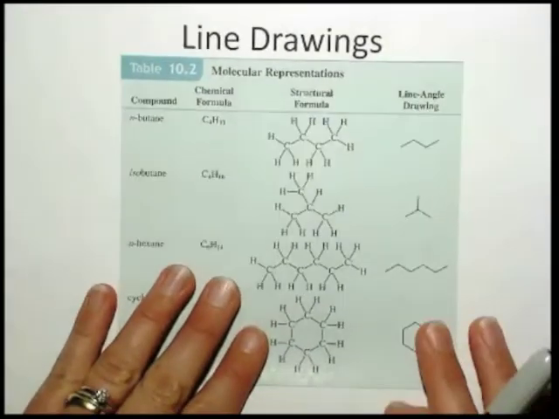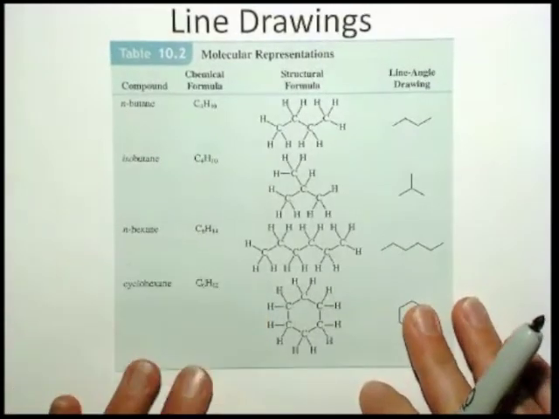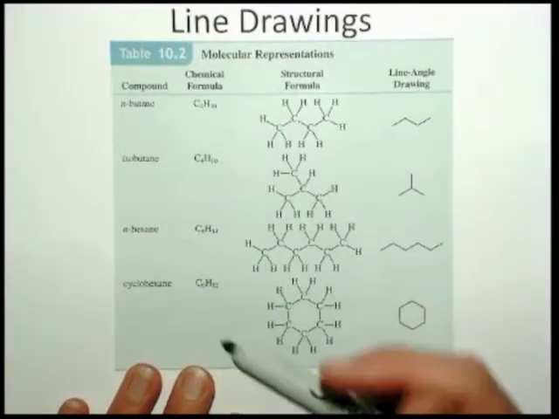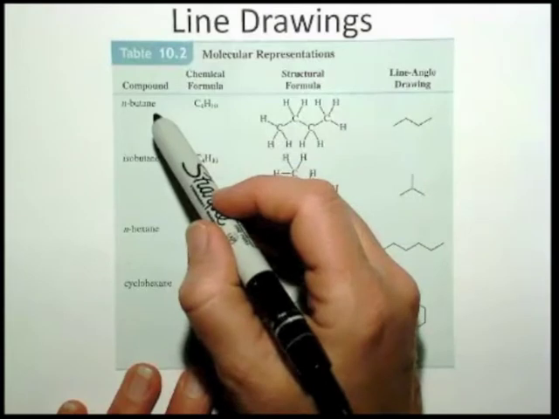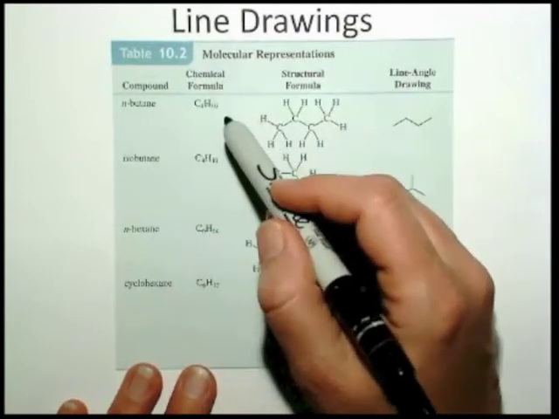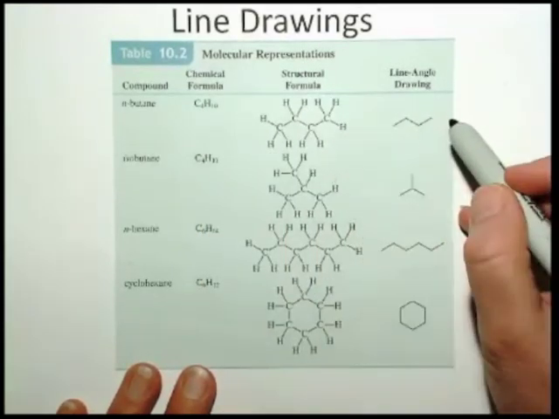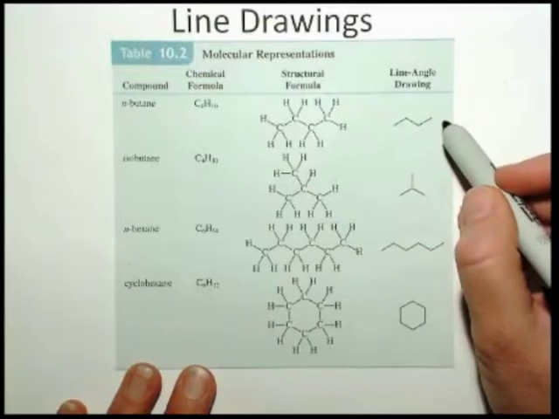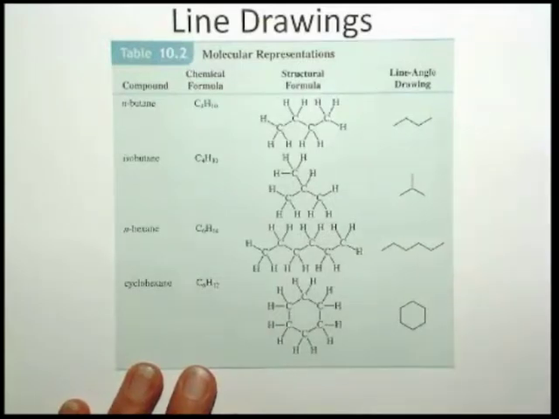The other thing you should have learned in the POGL activities is how to do line drawings and how to interpret line drawings. Okay? For example, we have the compound butane, we have the chemical formula, we have the structural formula, and then a really, really shorthand way of doing it is to use a line angle drawing or just a line drawing. It's called a line angle or just a line.